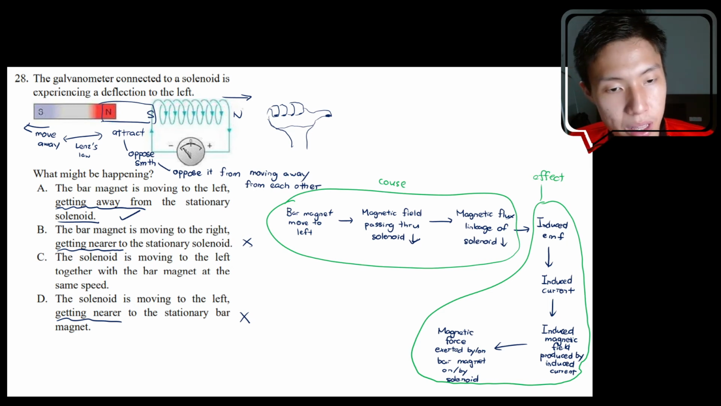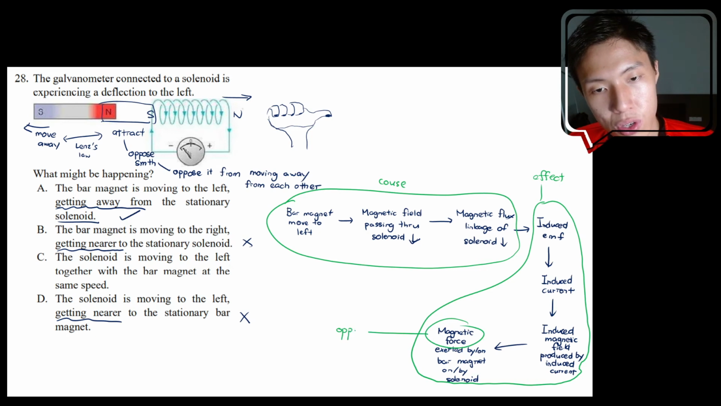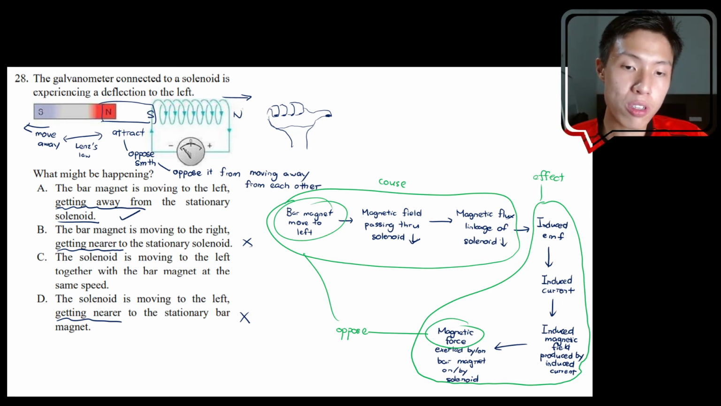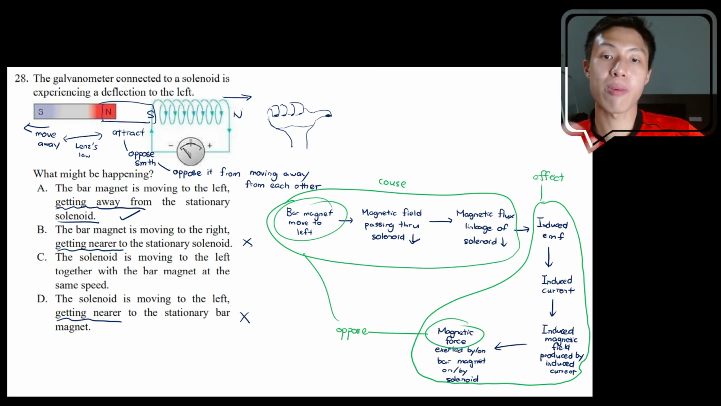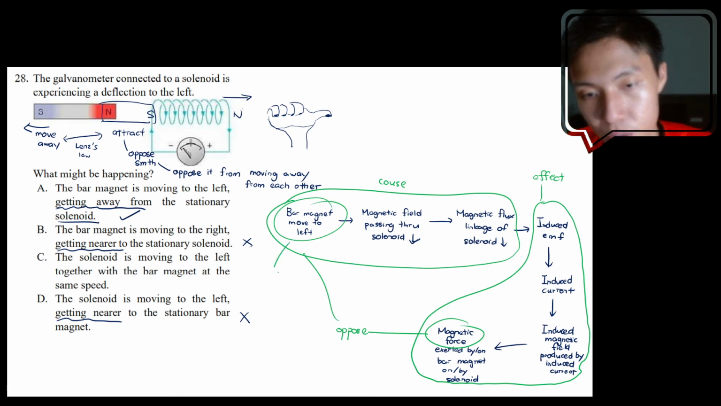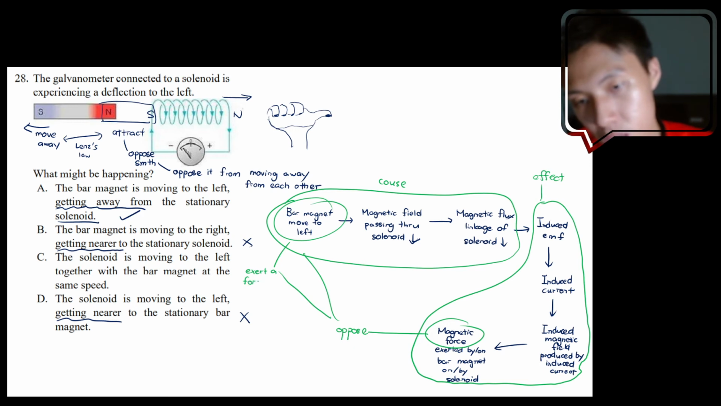Okay, so the magnetic force tries to oppose the bar magnet from moving to the left. So how to oppose the bar magnet from moving to the left is by exerting a force on the bar magnet pointing to the right. How to oppose? Exert a force to the right on the bar magnet.